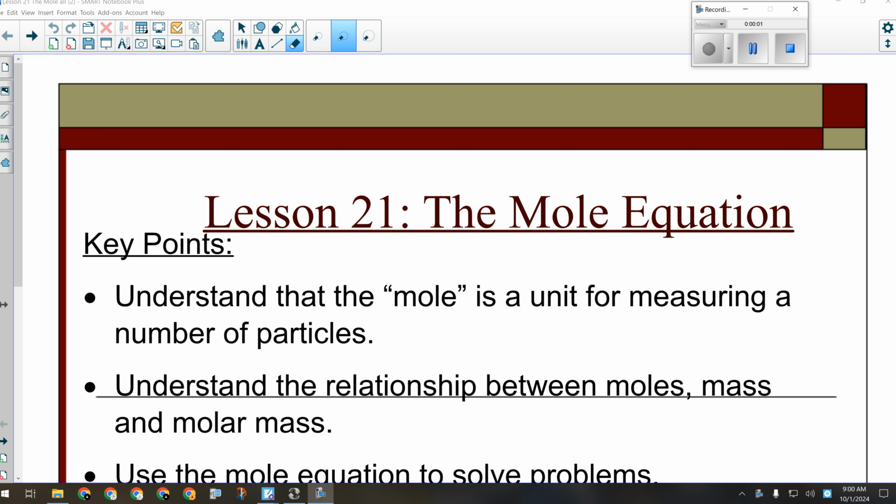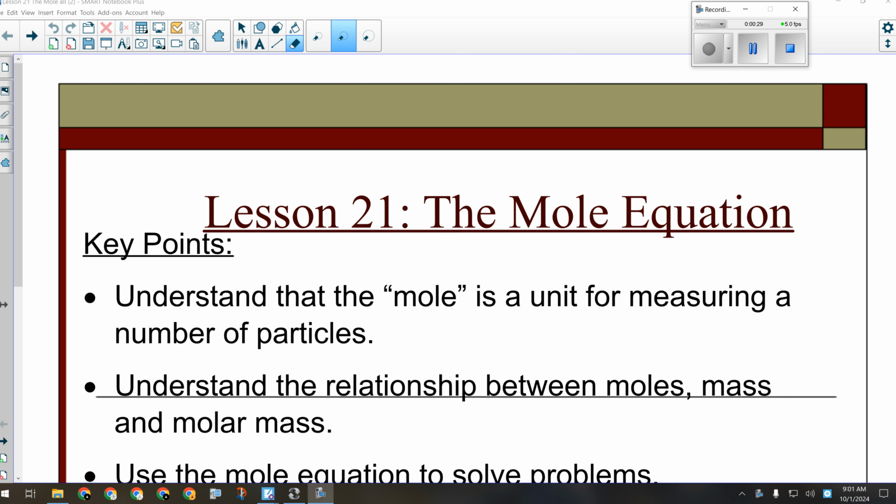So today we're going over the last concept in the chemistry unit, okay? And that is the mole concept and the mole equation, right? So the idea of the mole is to have a unit of measurement that can communicate astronomically large numbers of particles, atoms or molecules, in a way that is more usable, okay?